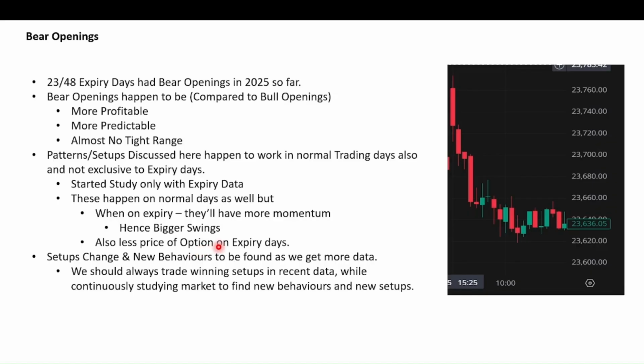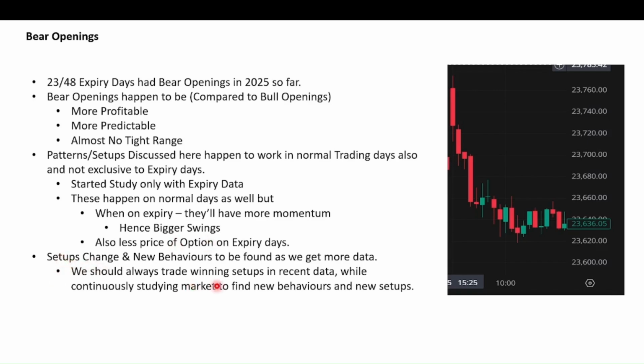Whereas on normal days, even though the same setups happen, the buy price of the option is not around 10-20 rupees. It's more compared to the day that we are trading. So the risk reward ratio obviously is not as attractive as on expiry days. Hence, these kinds of setups yield what we call zero to hero setups, right?